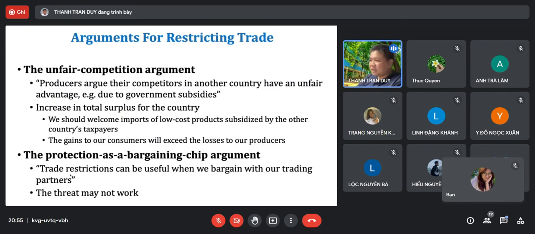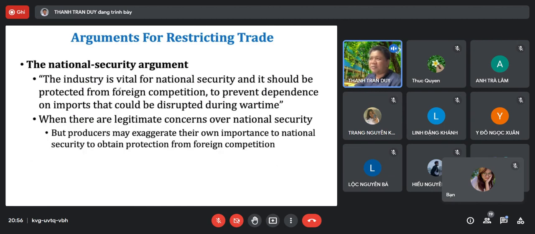And sometimes they use the way that, okay, if you buy my product, I will buy your product. So that's a way we create bargaining power between countries. And the last one seems to be very important.